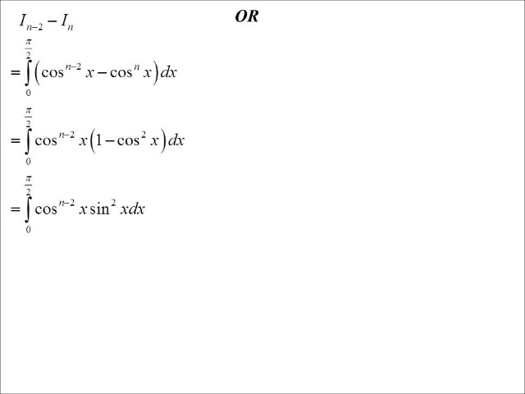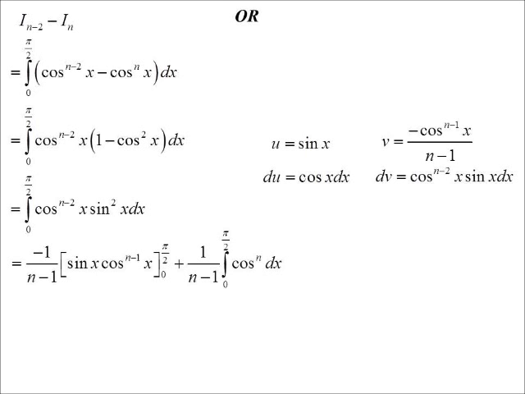Alternative way: remember I said if the trig powers differ by 2, we could try playing around with it. Because they told me what the formula was, I can play around with this. So In minus 2 minus In. I know that would be cos^(n-2) x minus cos^n x. Cos^(n-2) x times (1 minus cos squared x) becomes cos^(n-2) x sine squared x. u equals sin x, du equals cos x. I still have to end up using parts, you'll notice.